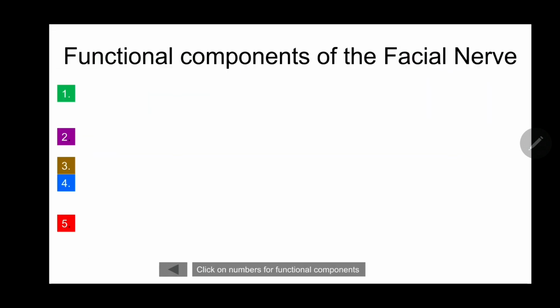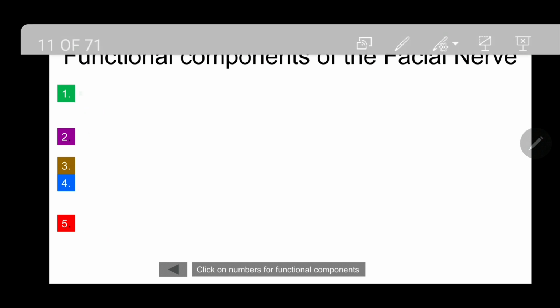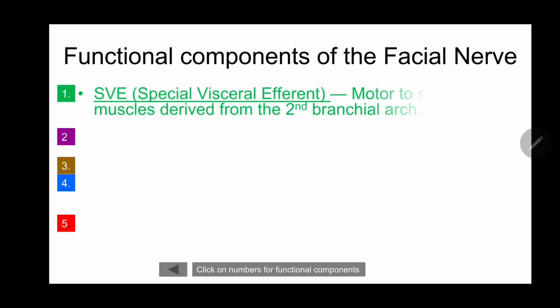Now look here, the functional components of the facial nerve. Remember the color coding, and this is how I am going to explain everything. So this one is for special visceral efferent. Remember, this one will not be a parasympathetic supply. It's motor, and this one is special, not general. Special means for the muscles of the branchial arches. So this is for the second branchial arch: special visceral efferent for the motor to the striated muscles derived from the second branchial arch.